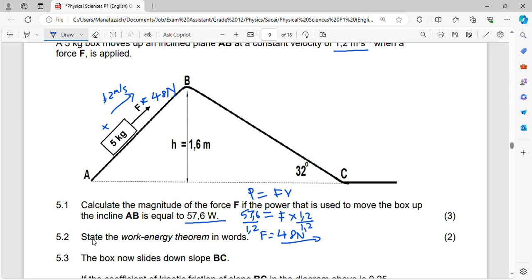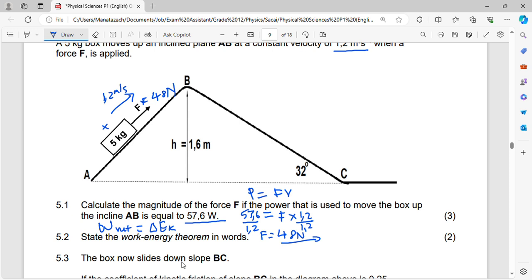Now the second question is state the work energy theorem in words. So the work energy theorem in words is basically based on this formula: W net is equal to change in kinetic energy. If you were to state that in words, you would say the net work done on an object by a net force is equal to the change in the object's kinetic energy. So that's it.